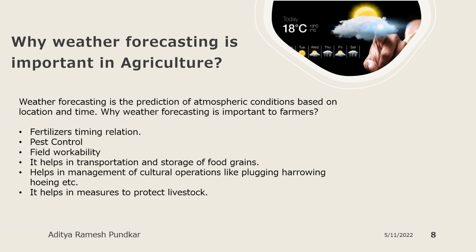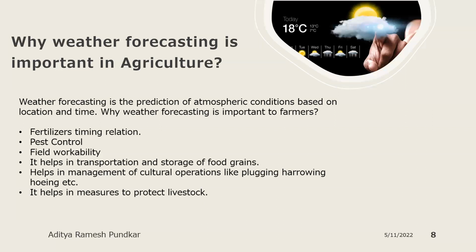So how can this be used in their farming? First of all, fertilizer timing and irrigation. Weather plays a very important role in fertilizing, because if fertilizers are provided at the wrong time, then the soil may be affected and the crops may also be affected. Now, in pest control also, because for some specific pests, the weather also plays an important role, as they are favored by specific weather.